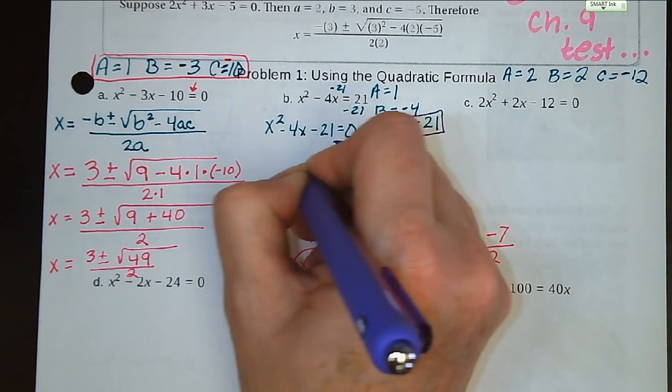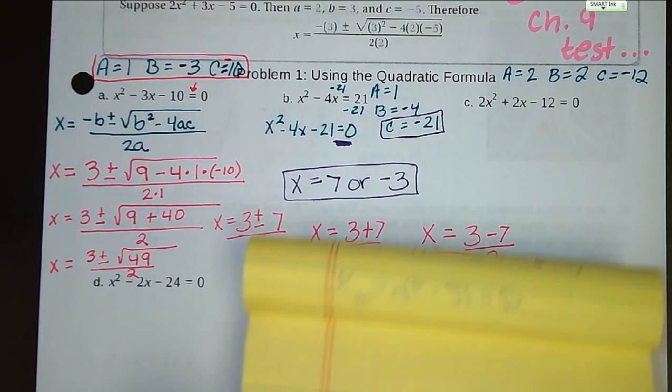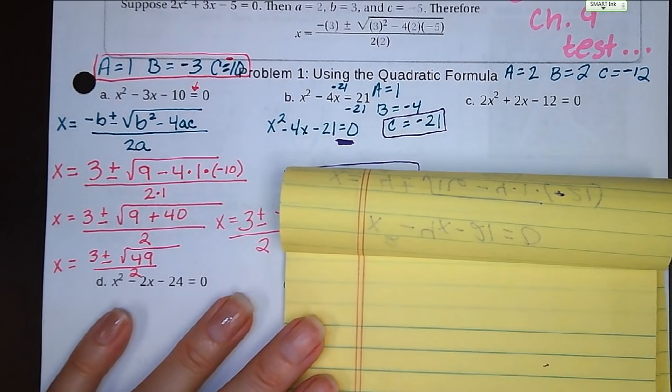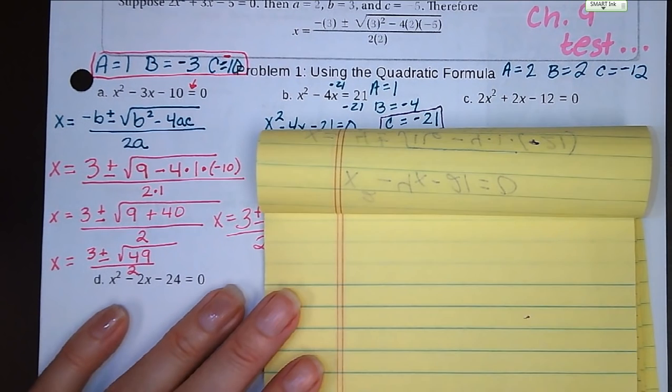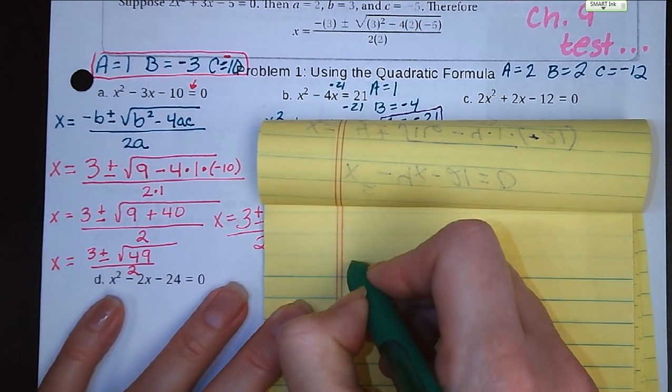Okay. Now, letter C, we have 2x squared plus 2x minus 12 is equal to 0. A is 2, B is 2, and C is negative 12. Ms. Irzo wrote those in for us already.